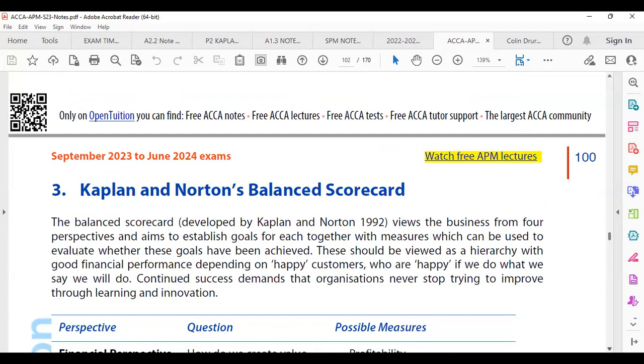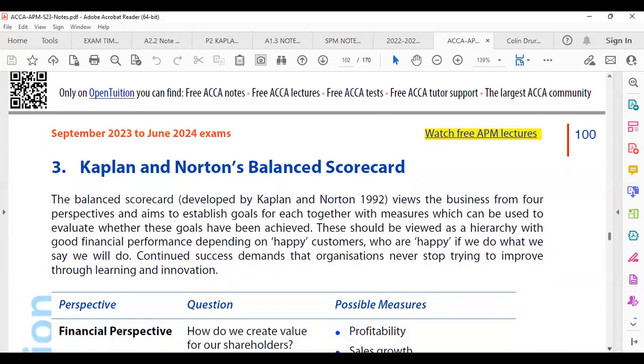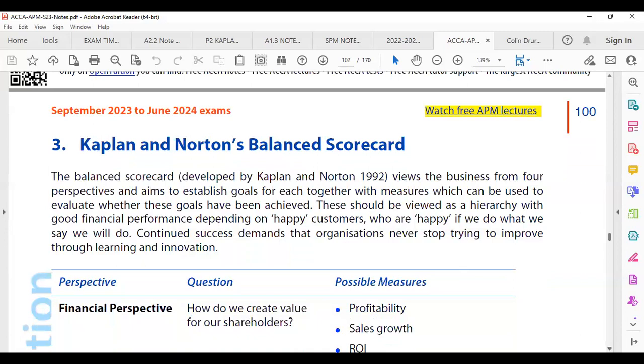So let's focus on another form of measure, the balance scorecard. Now, balance scorecard is not limited here, it's also covered across other units in the CPA or any other courses. The balance scorecard, by Kaplan and Norton, usually has four perspectives factored in. It reviews the business in four perspectives, as you see there, and aims to establish the goals.